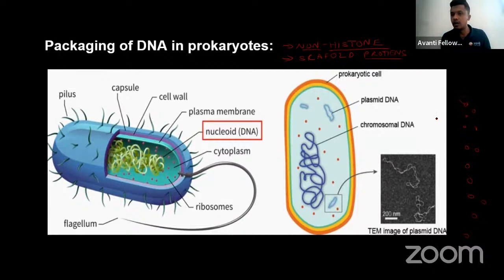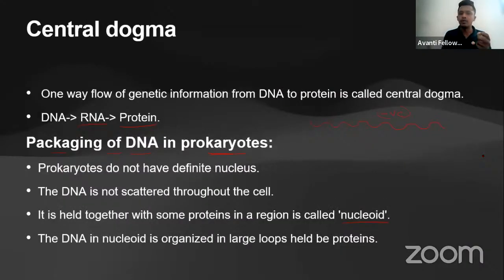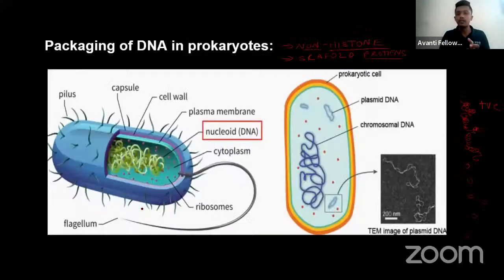being negatively charged, and these non-histone proteins, or scaffold proteins, are positively charged. Now the DNA starts winding around this scaffold protein. Once they start winding around these scaffold proteins, they become thicker and thicker threads. So these DNA are not really organized as complex chromosomes, but they are organized as nucleoids. The DNA that is organized in prokaryotes is called a nucleoid. Understood? So that is how the DNA is packed in prokaryotes.